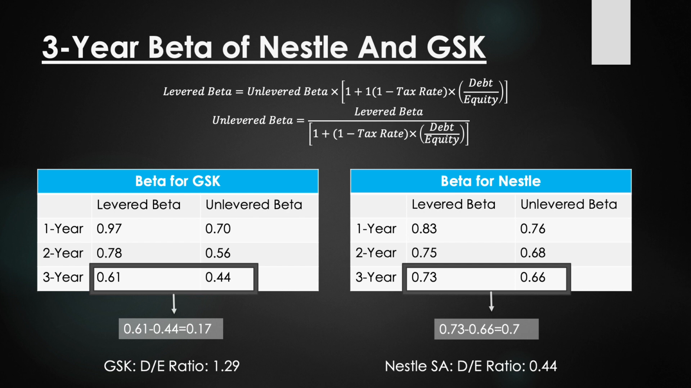The higher the difference between levered and unlevered beta, the higher the importance of debt will be. If we look at the debt to equity ratio for GSK and Nestle respectively, we can notice that GSK has a higher one, and this actually explains the higher difference between levered and unlevered beta for GSK.